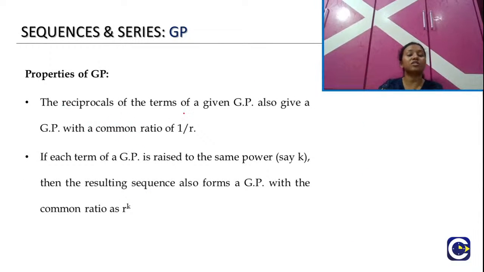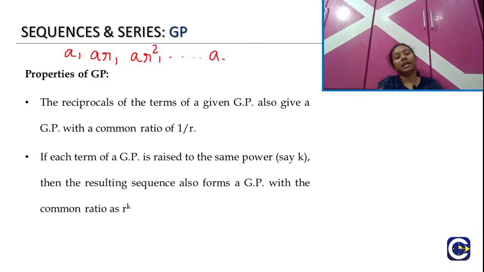The reciprocals of the terms of a given GP also give a GP with a common ratio of 1 by r. So let me take a standard geometric progression: a, ar, ar square, up to ar power n minus 1. This is my geometric progression with common ratio equal to r.